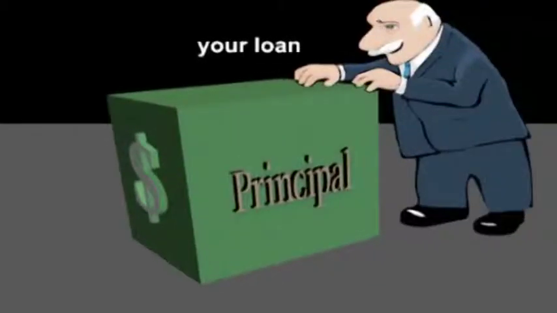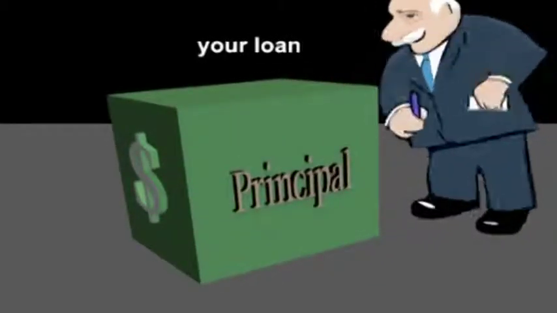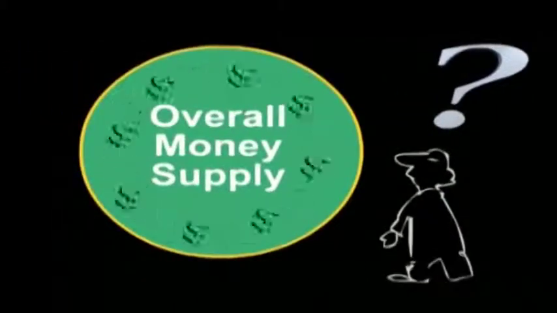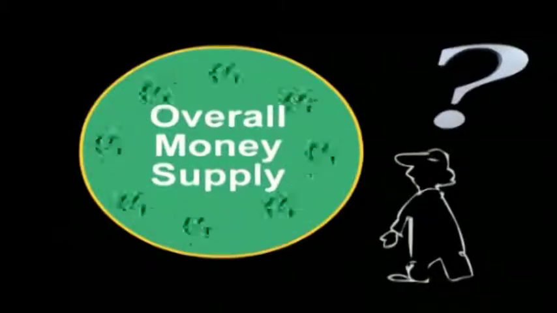And that's not all. Banks create only the amount of the principal. They don't create the money to pay the interest. Where is that supposed to come from? The only place borrowers can go to obtain the money to pay interest is the general economy's overall money supply.